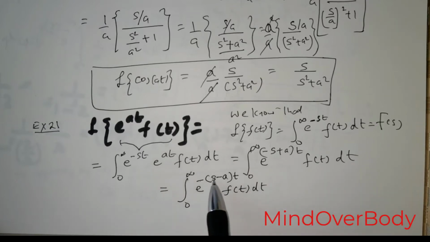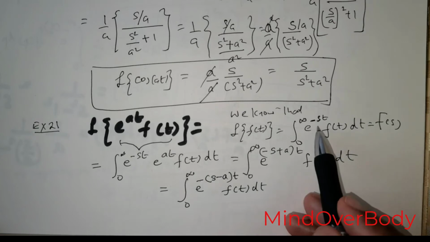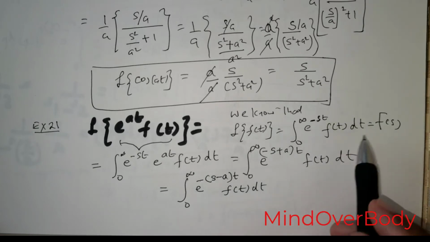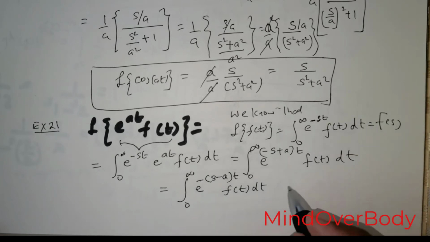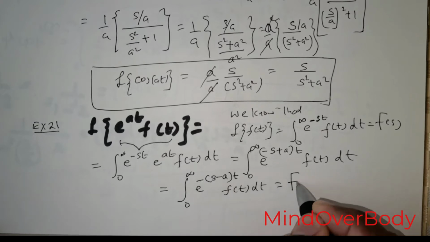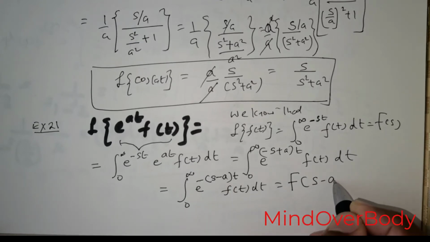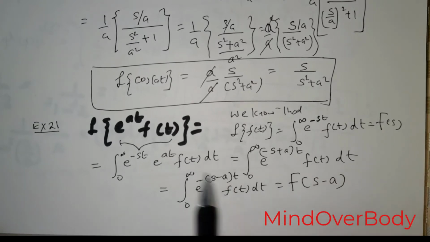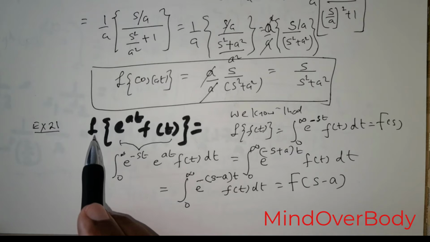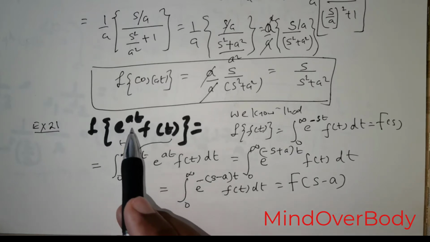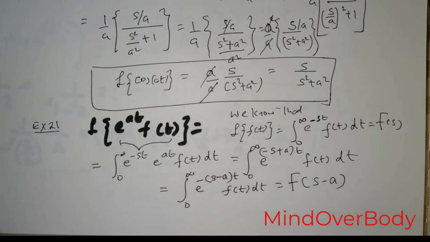Now just watch this. This is nothing but negative of s minus a. This is nothing but negative s, and what do we get? F of s. So this should be equal to F of s minus a. So clearly a is the shift, and this F of s minus a would give us the Laplace transform for e raised to the power at times f of t.